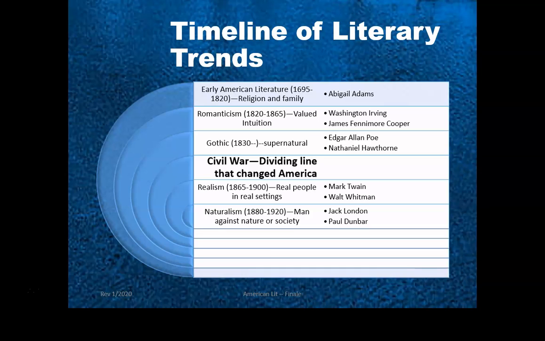An offshoot of realism is naturalism, which was very influential from about 1880 to 1920, and it basically looked at man against nature or society. And again, examples that you might have read would be Jack London and Paul Dunbar.